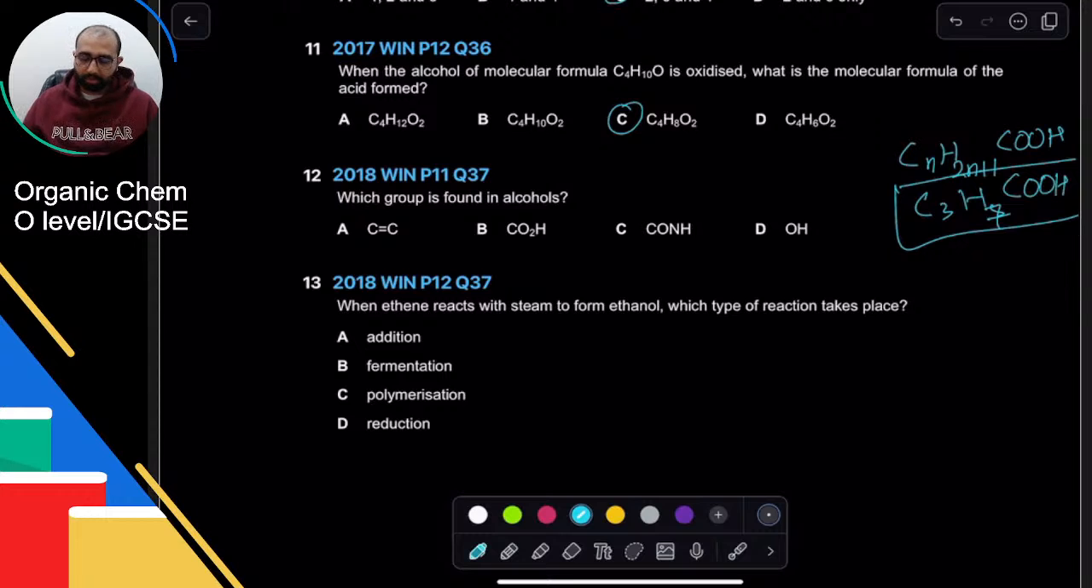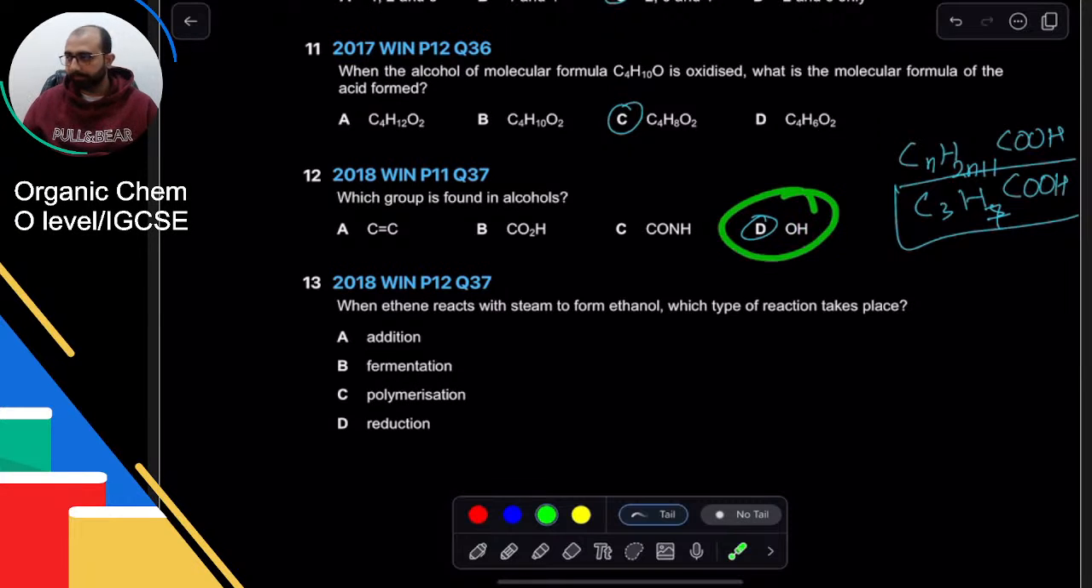Which group is found in alcohols? Definitely D. You can get alcohols that have this, but we won't call them alcohols. We'll call them hydroxy acids because they will have an acid group and also a hydroxy OH group. But you cannot get alcohols without OH. Okay.